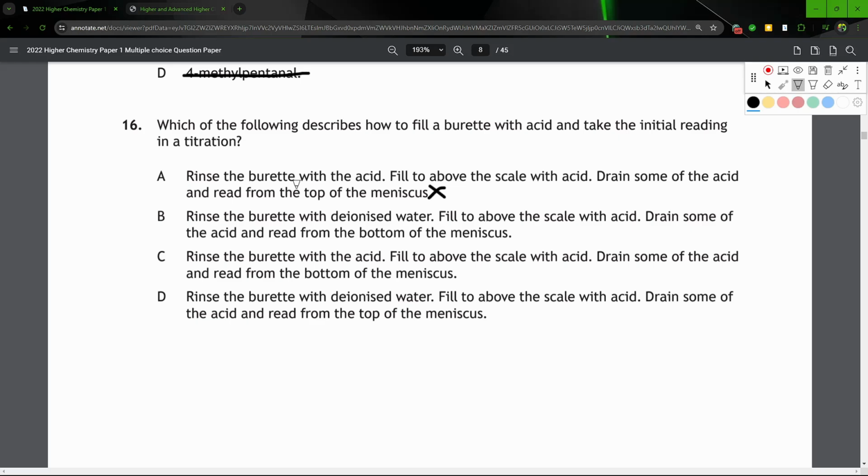Rinse the burette with deionized water, fill to above the scale of acid, drain some acid, and read from the meniscus. If you're filling something with acid, you actually don't want to rinse it with deionized water, you want to rinse it with acid, so it can't be that. Rinse a burette with acid, fill above the scale of acid, then drain some and read from the bottom of the meniscus. That looks good to me. Rinse with deionized water, shouldn't be doing that, and you don't want to read from the top of the meniscus either, so the answer has to be C.